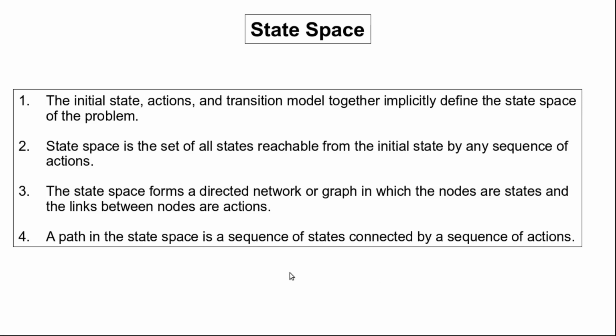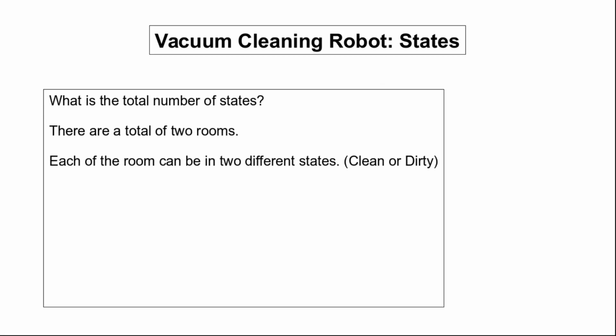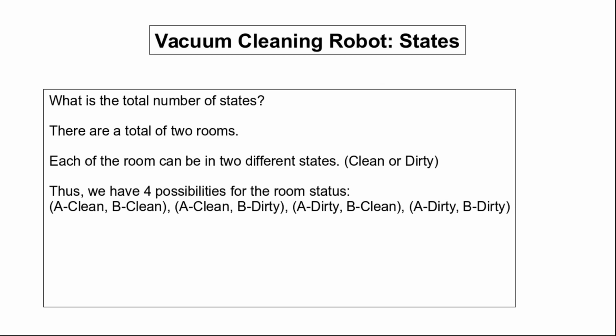Again, let us try to understand state space using an example, and we will take the example of our vacuum cleaning robot. So for the vacuum cleaning robot, what is the total number of states? In our example, we are considering only two rooms, room A and room B, and each of the rooms can be in two different states. So the room can either be clean or it can be dirty. And thus we have four possibilities for the room status.